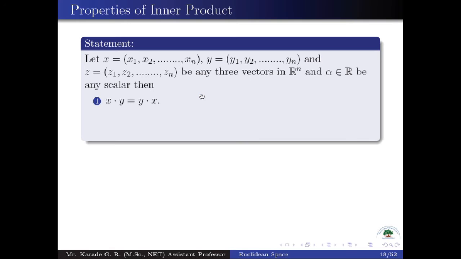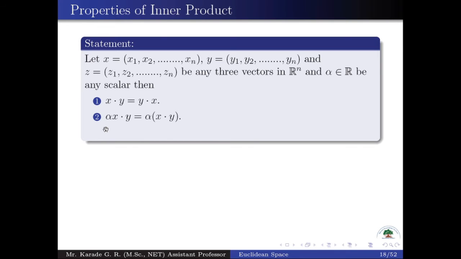Then the first property is x dot y is equal to y dot x, or we can say the inner product of x with y is the same as the inner product of y with x. So this property says that the inner product of two vectors is commutative. So it doesn't matter whether we are taking the inner product of x with y or y with x, because both are the same.